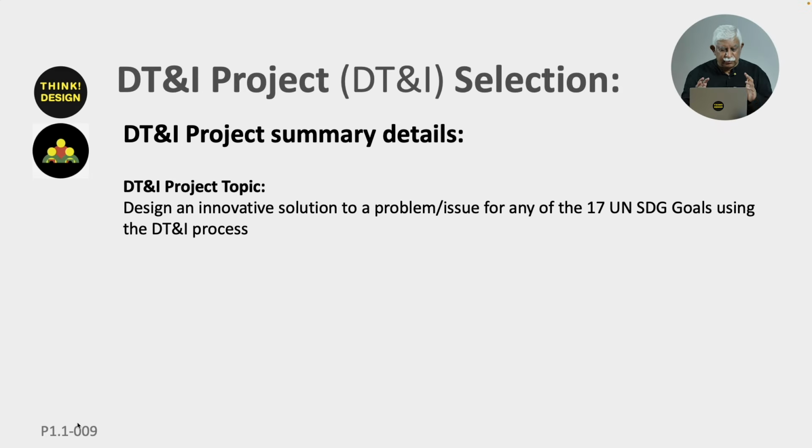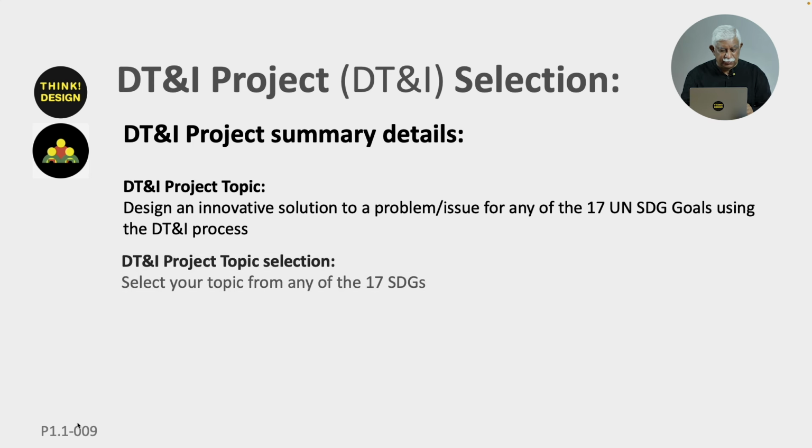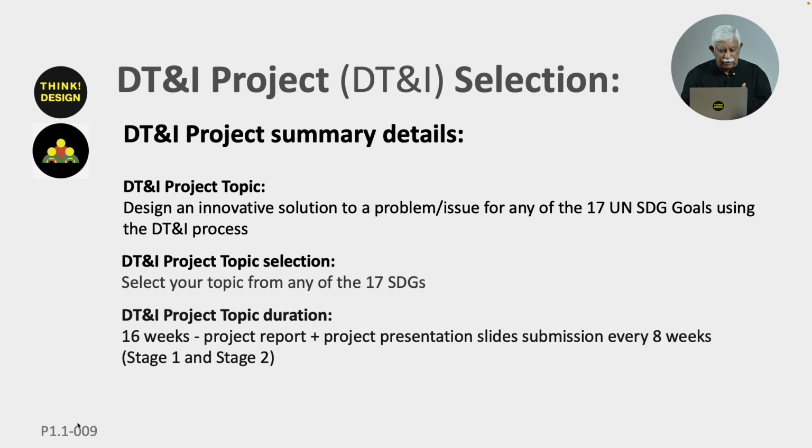So, you choose from any of these 17 SDG goals using the design thinking process. You need to select your topic, and the duration is 16 weeks. So, there will be a project report and a presentation submission at the end of every 8 weeks. That means, it is like stage 1 and stage 2. So, there are 2 submissions, and it carries 50% of the grades.